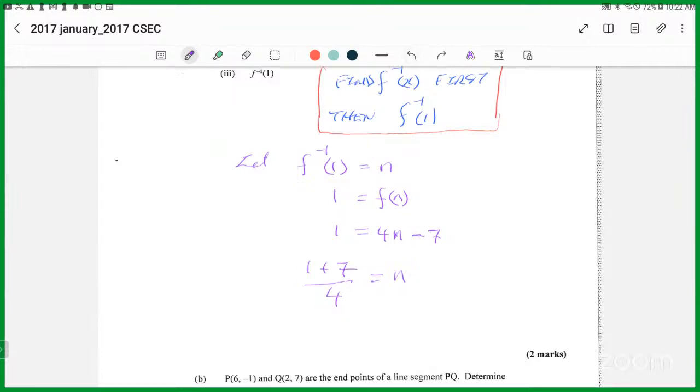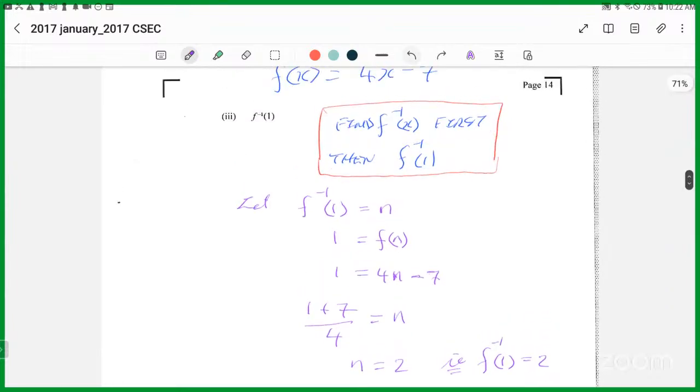So n is equal to 2, which basically means f to the minus 1 of 1 is equal to 2. That's a nice, neat way to do it without directly finding f to the minus 1 of x first. We had to do some transposition. It's the same transposition you would have to do to find f to the minus 1 of x, the same transposition we have to do right here to go from this line to this line. Anyway, take it off and transpose. All right, so that's a nice way to do it. All right, let's move on.